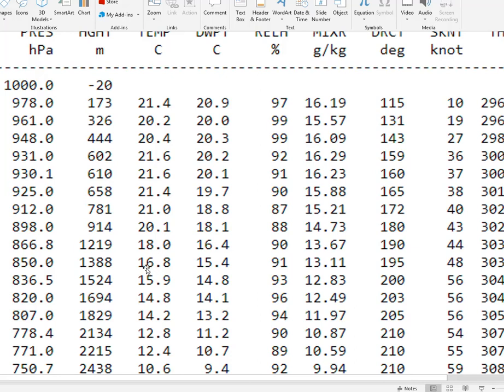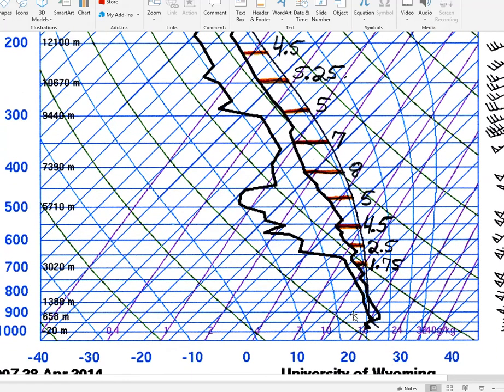Anyway, so 16.8, so roughly 17. That's right, that's what we were looking for. Okay, so 17, go up right here. Yes, that's 850 millibars. You go across, you see we're at 850. So that's where you'd plot your point.